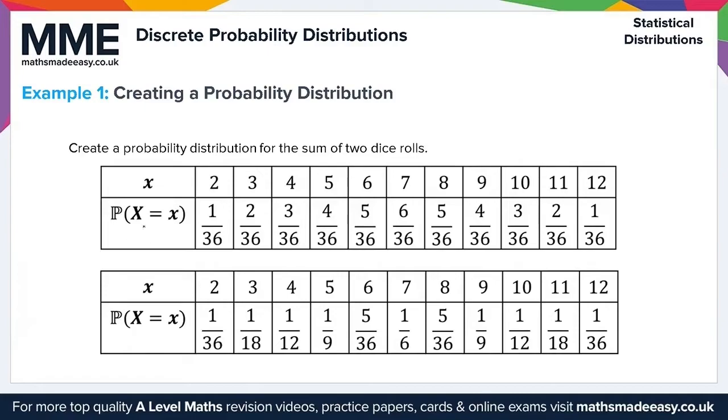Notice here the probability of getting a 2 after two dice rolls is 1 out of 36. The probability of getting a 3 after two dice rolls is 1 out of 18. The probability of getting a 4 is 1 out of 12, and so on. Notice these probabilities should add to 1, and you can verify that using either this distribution or this distribution. Remember, these are both equal. So that gives us our solution to example 1 for discrete probability distributions.